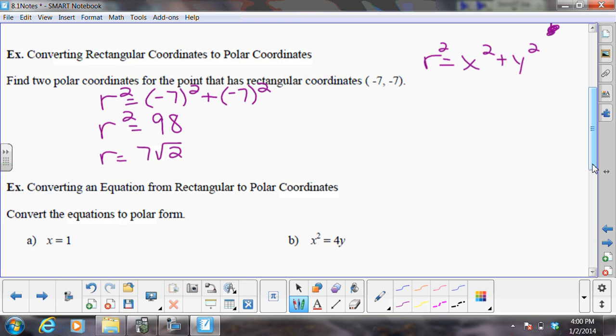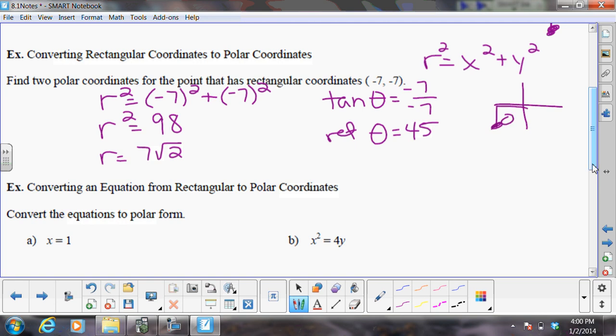And the other piece from the front is that tan theta is equal to y over x. So negative 7, in this case they're the same, so negative 7 over 7. So what is tan equal to 1? Tan is 1 at 45, right? But this is a reference angle, because if you look at a graph, negative 7, negative 7, you are in quad 3. So we need to make this theta quad 3, which is 225.